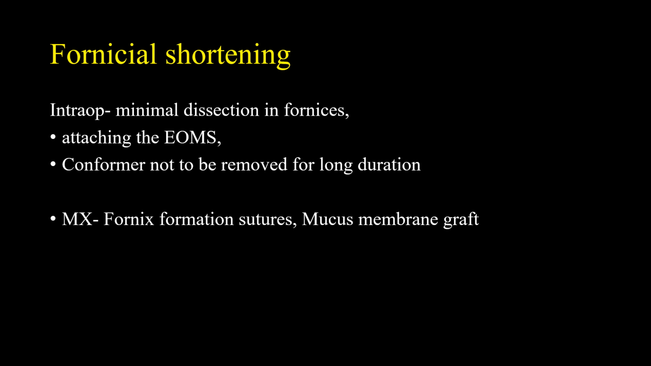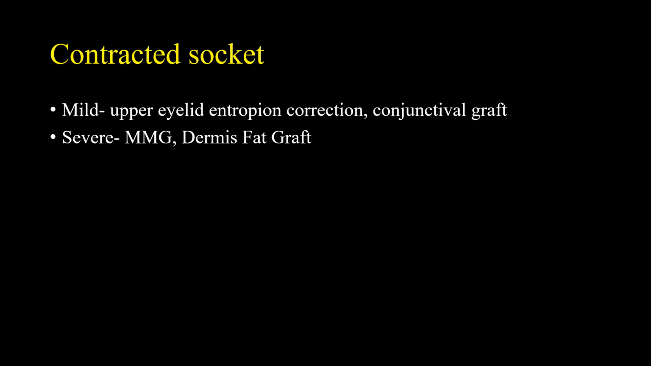So the management consists of fornix formation sutures if there are adequate fornices, if it's a mild contracted socket. If it is a severely contracted socket wherein you can't fix any sutures, then you have to put in a graft, essentially a mucous membrane graft, to provide some elongation in the fornices. In a severely contracted socket, where there is shortening of the superior, inferior, medial, and lateral conjunctiva or fornices, you can augment with the MMG or you can do a dermis fat graft. The dermis fat graft can be harvested from any area of the body which has a lot of fatty tissue, usually taken from the gluteal area.